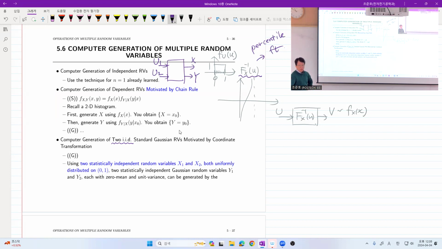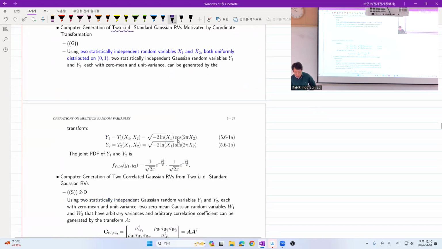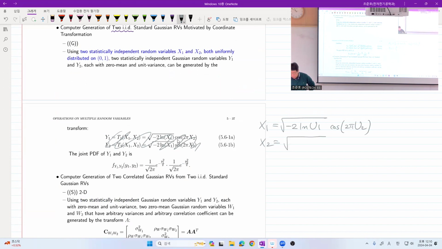Got it? And interestingly, from the idea borrowed from communication theory or actually physics, Rayleigh showed that this x and y can be written very interestingly like this. See that? Let me use some different notation because this is so confusing. Let me say x1 equals square root of negative 2 log u1 times cosine 2 pi u2. And x2 equals square root of negative 2 log u1 times sine 2 pi u2. Got it? So u1 and u2 are uniform random variables. And cosine, sine, and logarithmic functions are called elementary functions.